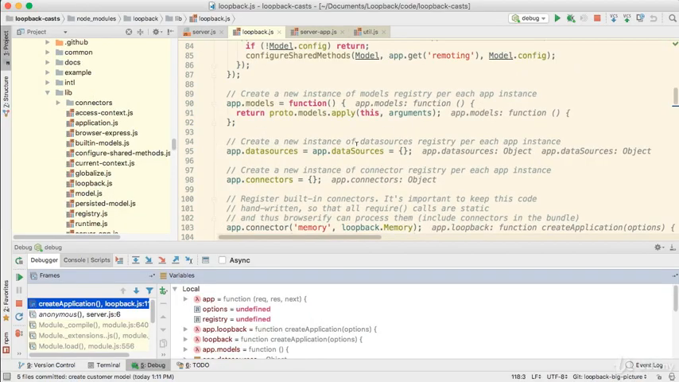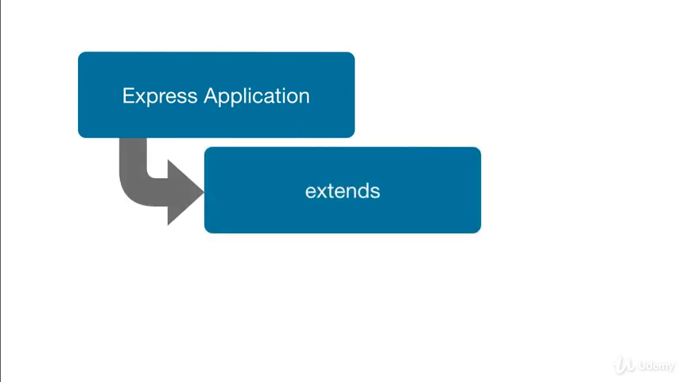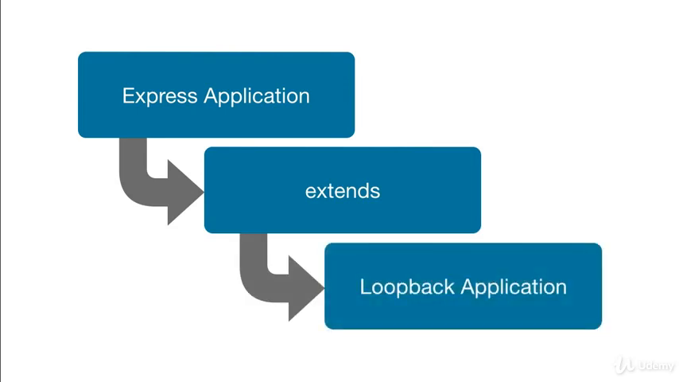Under the hood, Loopback has extended the express application and added a couple of properties to the application object. So Loopback takes the application object from the Express app. It has extended the Express application and merged the Express application properties into another Loopback application. Now they have added more properties to their own application object. So under the hood, Loopback is written on top of Express.js.